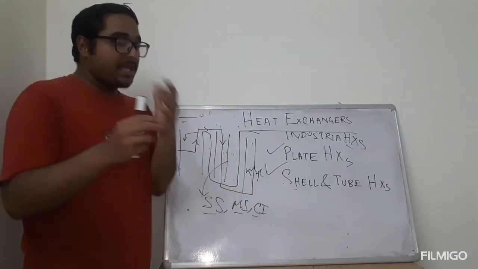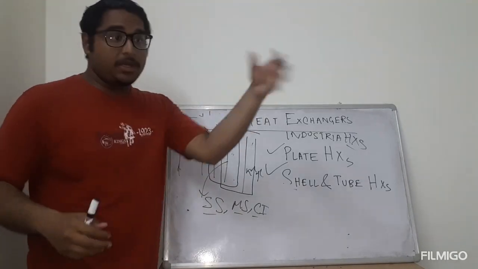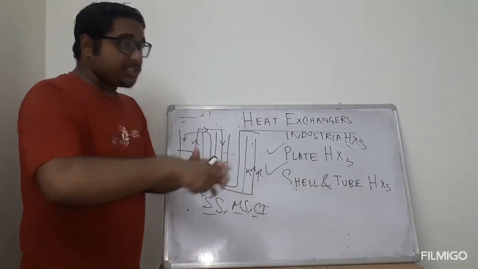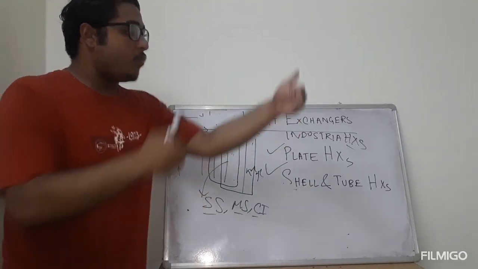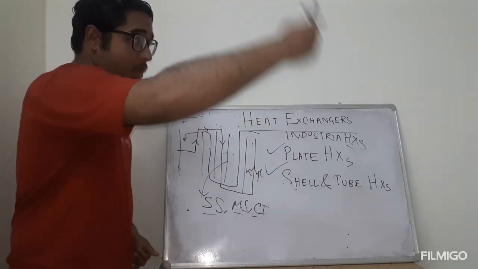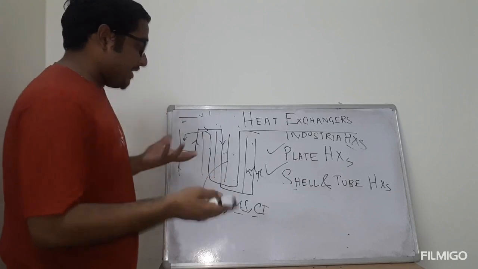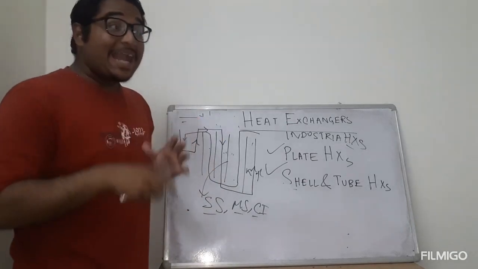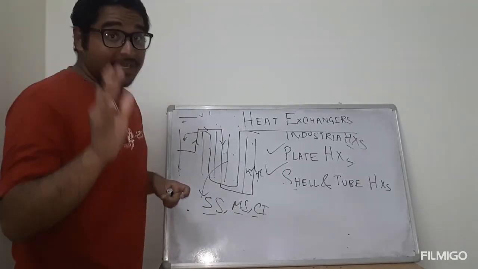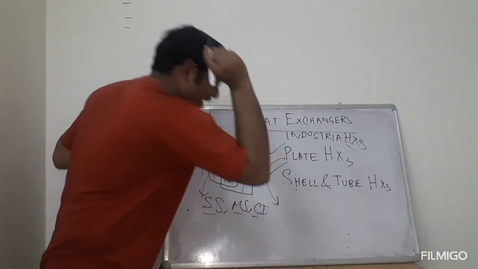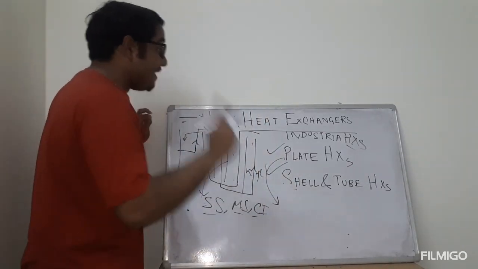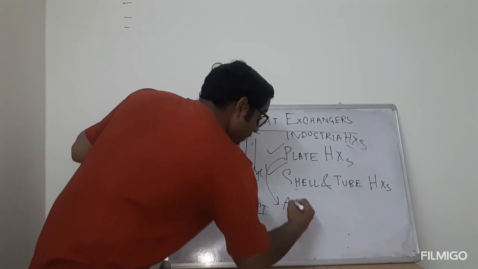So it's like every alternative box or slot contains hot fluid and every alternative box or slot contains the cold fluid flow. Due to the continuous flow, there is a heat exchange between the plates. And what is the advantage of a plate heat exchanger? Why is it readily used in industry? Remember my friends, a plate heat exchanger has variable area.